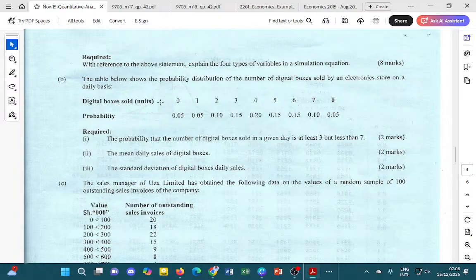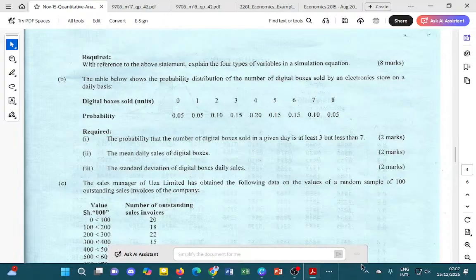There's a chance of selling no unit with a probability of 0.05. A chance of selling 1 unit is 0.0005. A chance of selling 2 units like that, up to a chance of selling 8 units. We are required to get the probability that the number of digital boxes sold in a given day is at least 3, but less than 7. That's 2 marks. Then we're also required to get the mean daily sales of digital boxes, and the standard deviation of the daily sales.